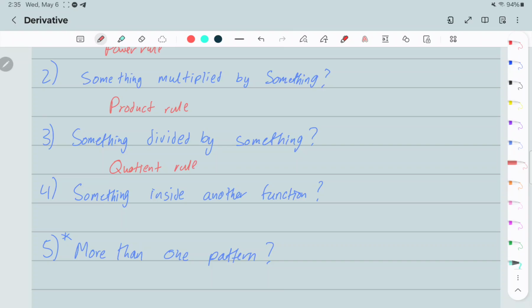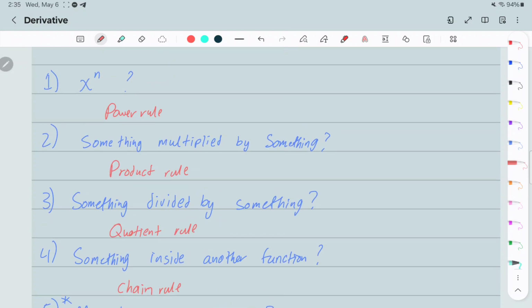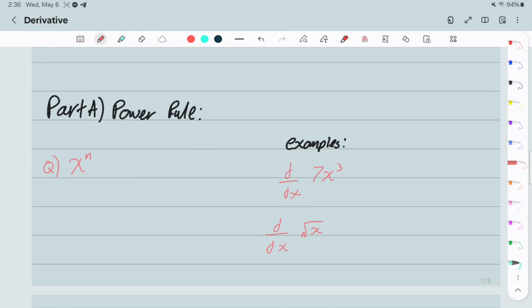Another one is something inside another function, in other words, there's an outside function and within that outside function there's an inside function. In those cases you use the chain rule. And last but not least, more than one pattern, which is applying 1, 2, 3, 4 rules, whatever it takes, by the judgment of the eye. So let's start with the easiest one, which is the power rule.